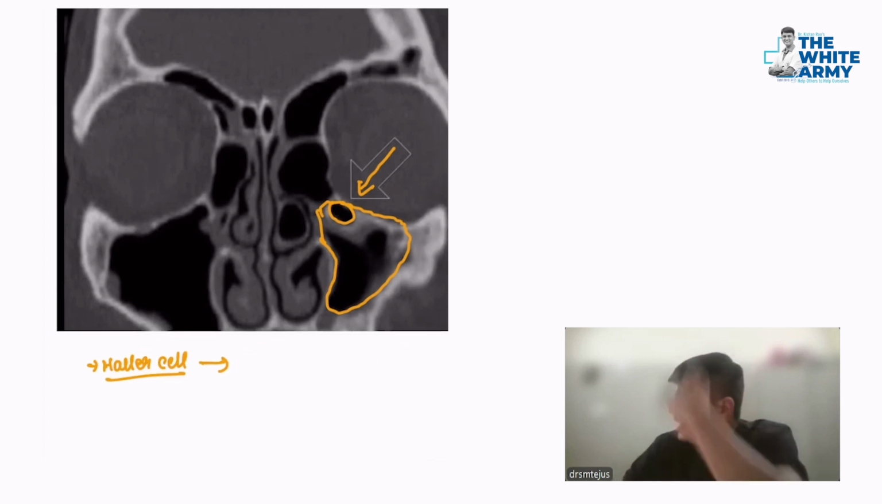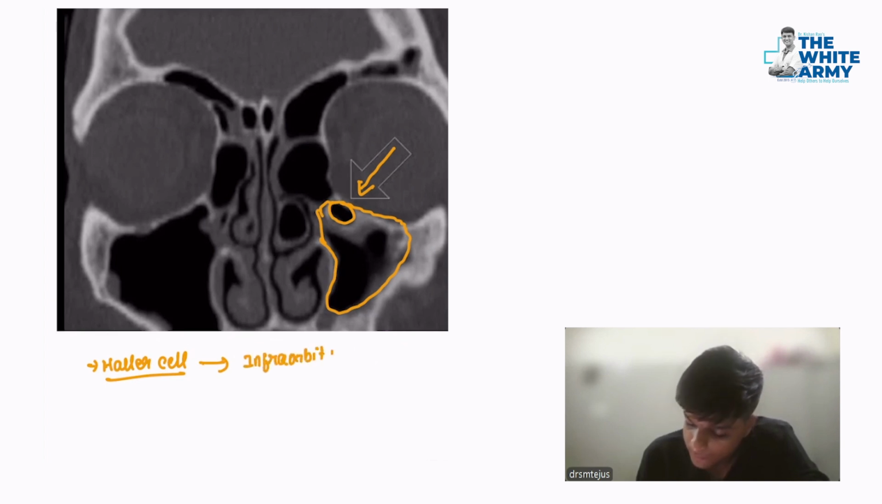If I'm taking coronal cuts, cut here, cut here, cut here, this cut is somewhere here. It's in the anterior region. So this is our Haller cell. Haller cell is nothing but our infraorbital air cell.